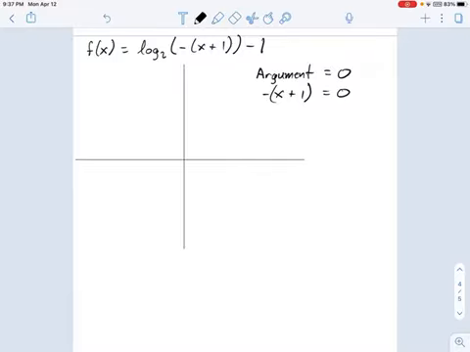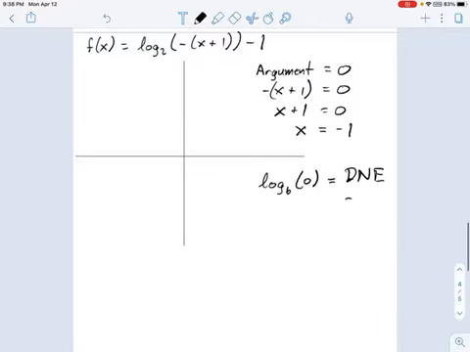Well, we divide each side by a negative sign. We just get x plus 1 equals 0. And that's where x equals negative 1. Okay, so what happens when the argument of a logarithm is 0? Well, if you remember the basic properties of logarithms, where the logarithm of an argument equals 0, and it doesn't matter what the base is, the answer is basically DNE. You can't get that. Another version of this answer is negative infinity. But either way, it's a DNE.